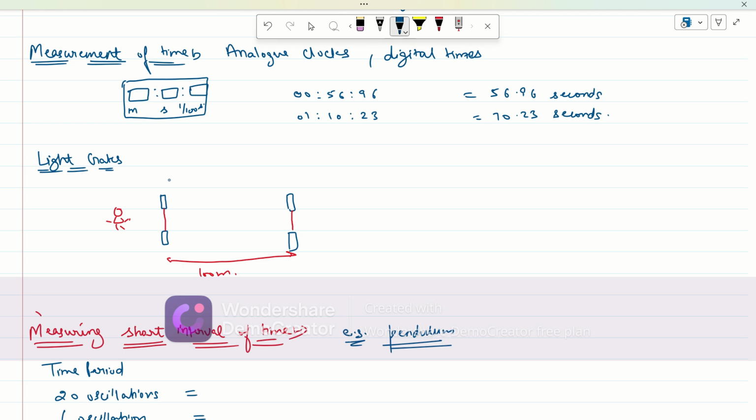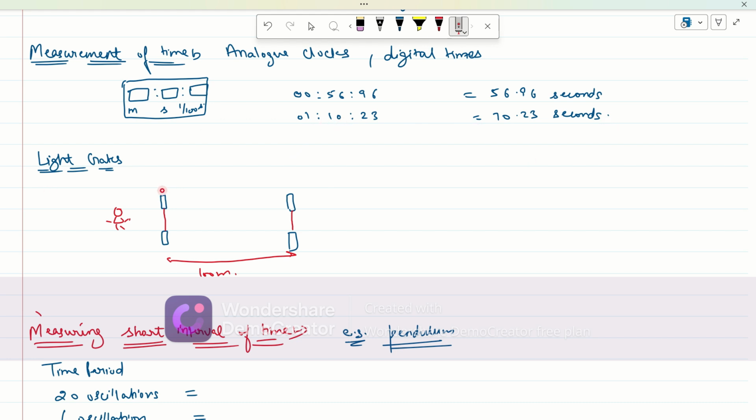Like in a digital timer, you will see a timer like this in races and all. So three boxes you are seeing. The first is representing minutes, and the second and third are representing 1 by 100 of a second. The major mistake done by students is they consider it as milliseconds. It is not milli, because it is not 1 by 1000, it is 1 by 100th of a second. So if it is 00:56:96, this means 56.96 seconds. If it is 1:10:23, this means 1 minute, which is 60 seconds, plus 10 seconds makes 70, so 70.23 seconds.